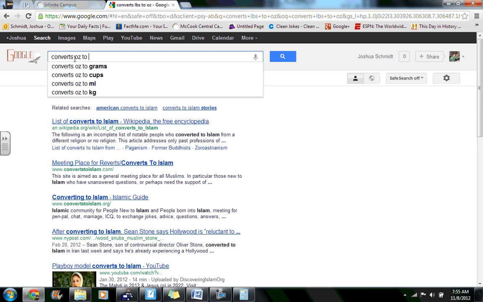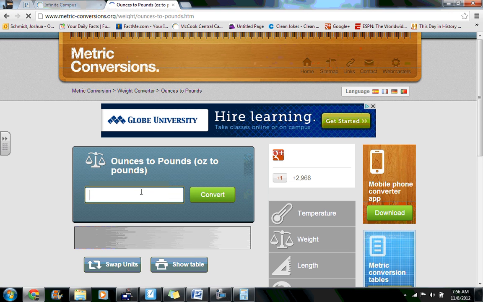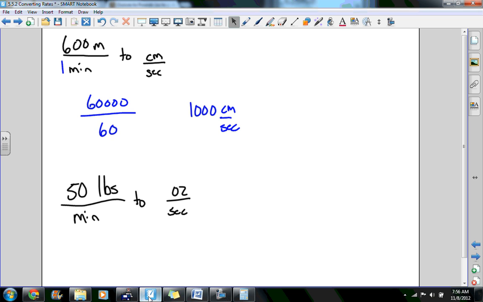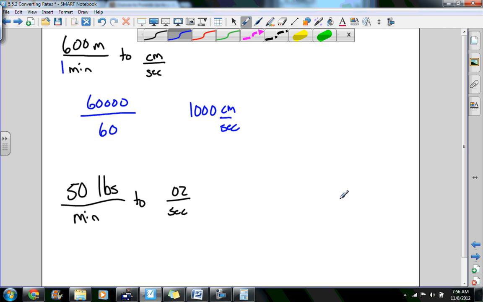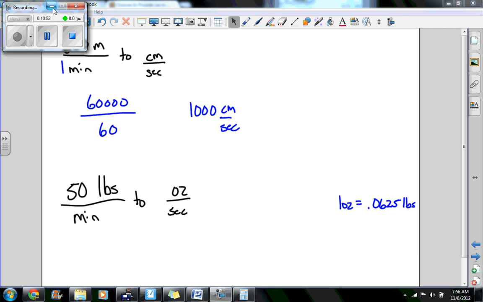Flip it. I guess we're going to have to use a website here. So I just want 1 ounce to pounds is about 0.0625. Okay. So 1 ounce equals 0.0625 pounds. Okay, that means that we want to, let me think real quick. Yep, that's what I thought.